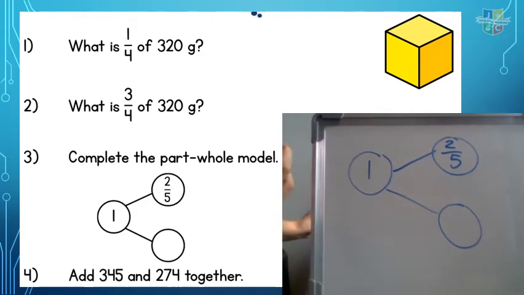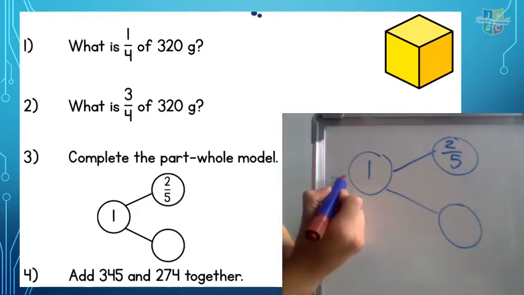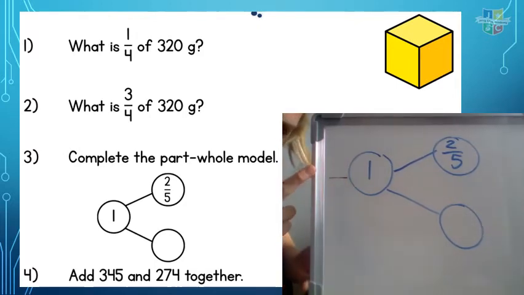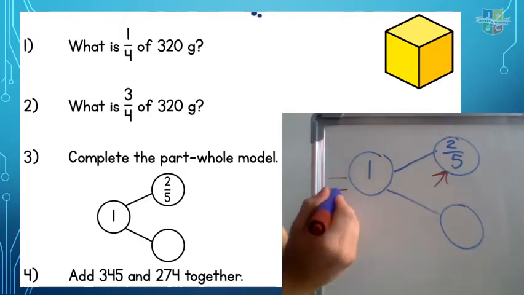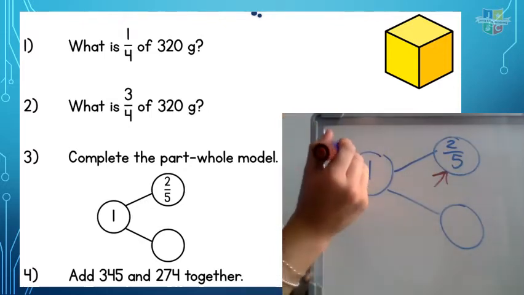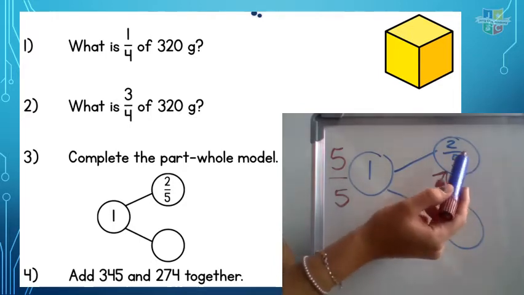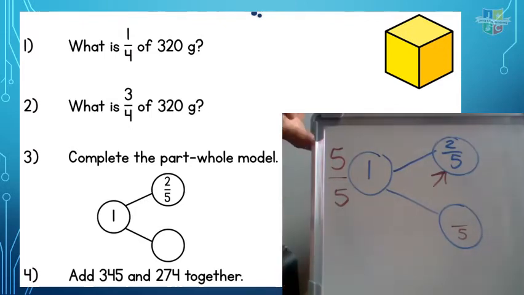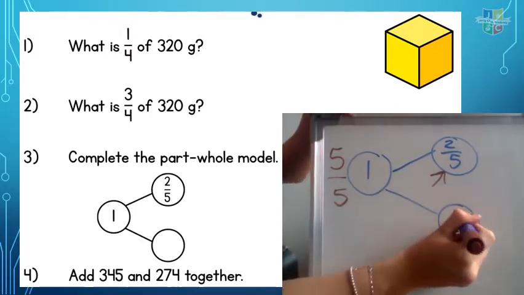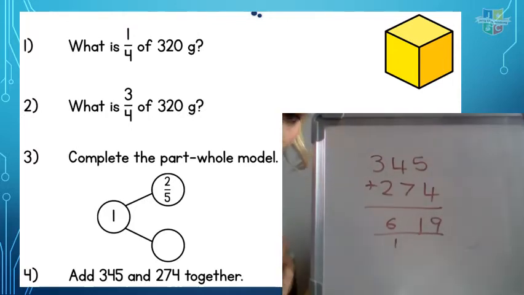For number 3, we're finding out what the part is. Now remember, if it's a whole, I'm going to turn this into a fraction. My top number and my bottom number need to be the same. If I look at what my bottom number is here, the bottom number has to be 5, so the top number has to be 5 to show it's a whole. So how many fifths do you add to 2 fifths to get to 5 fifths when my denominator stays the same? 5 take away 2 is 3 fifths. And finally, your answer for number 4 is 619.